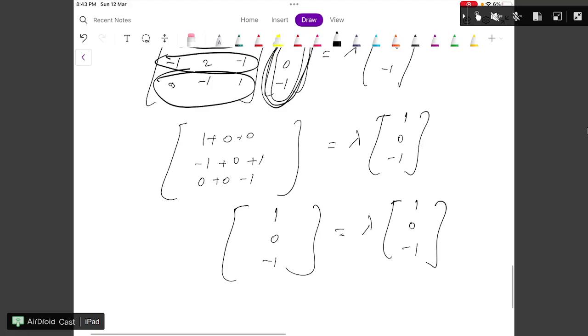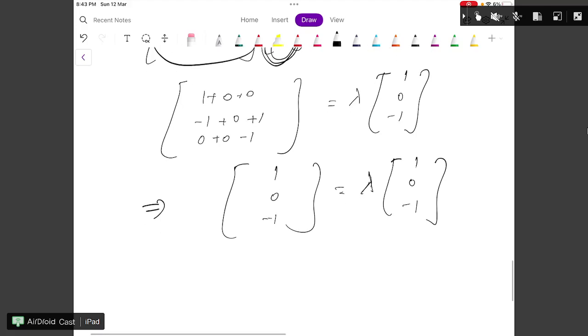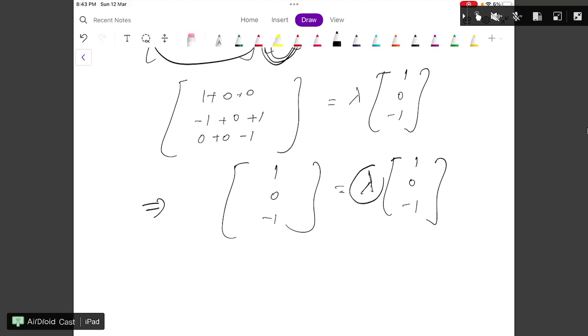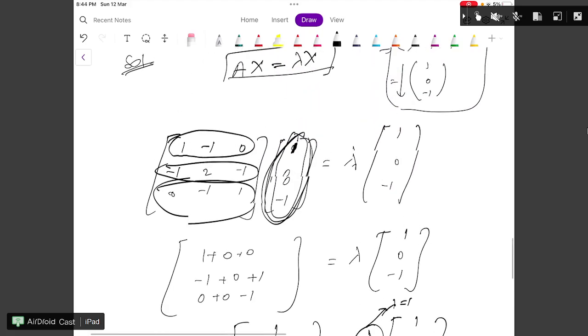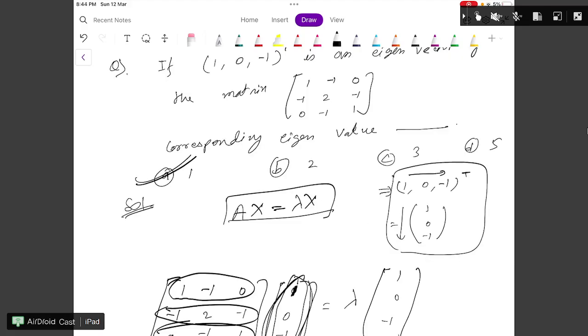So for which value of lambda will the LHS be equal to the RHS? If you substitute lambda equals 1, then only the LHS will be equal to the RHS. So for the lambda value 1, you will get LHS equals RHS. So the option is A. Option A is correct for the given problem.